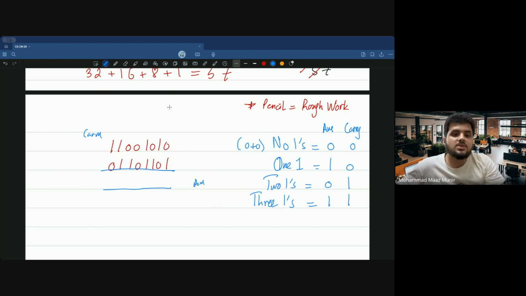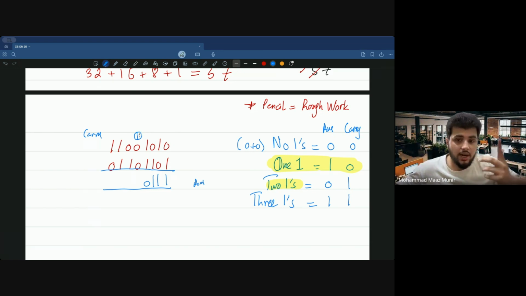So if I add this, 1 plus 0 comes under this section. You will have an answer of 1 and a carry of 0, so no carry at all. Again, 1 plus 0, a single one, so 1. 1 plus 0, single one. 1 plus 1 is two ones, so we will have a 0 in the answer and a carry of 1. Now I have a carry up here. This comes under a single one.